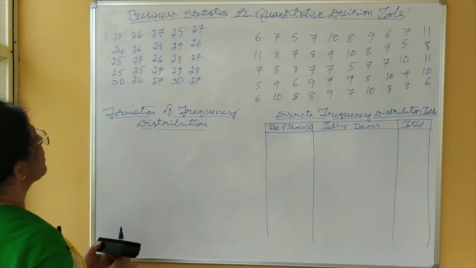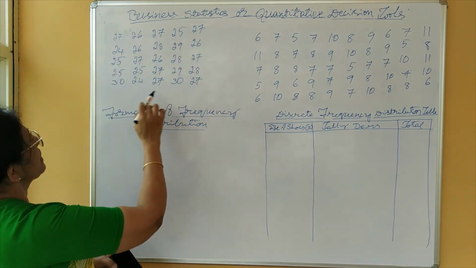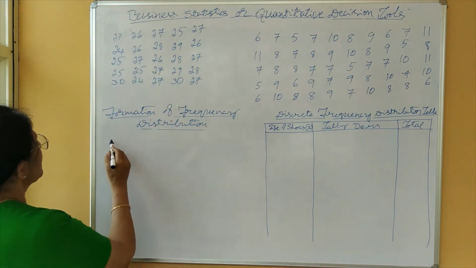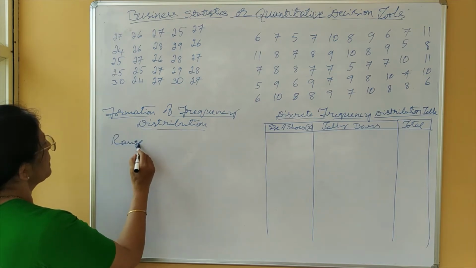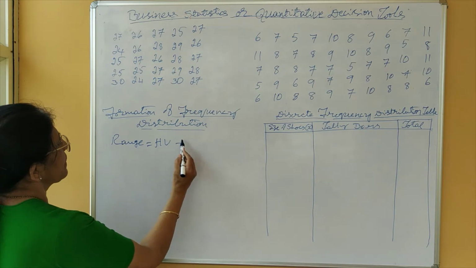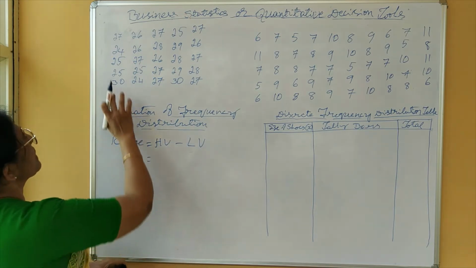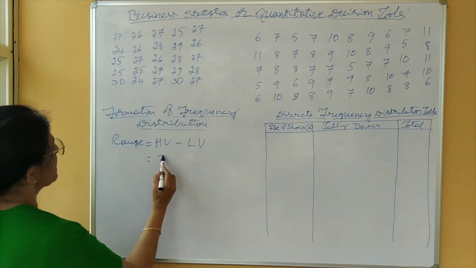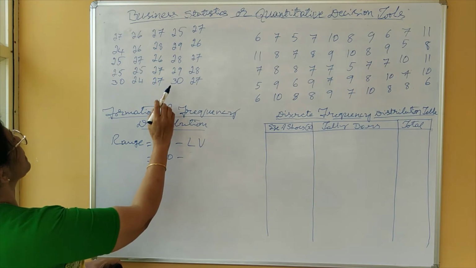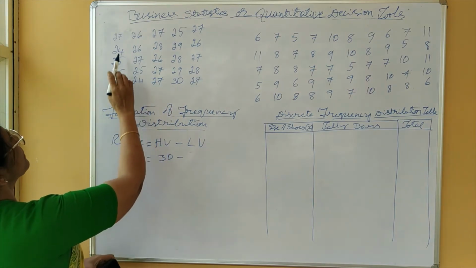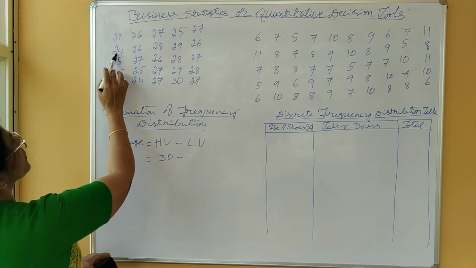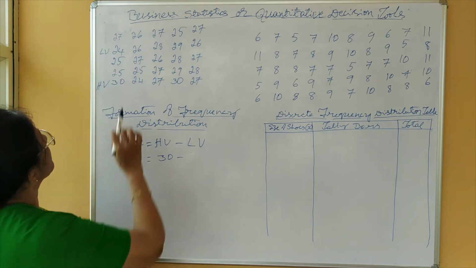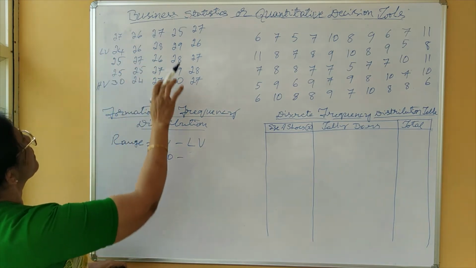Now, in this case, you may find among the given values which is the highest value. Range equals highest value minus lowest value. Among the given values, if you observe, highest value is 30, and lowest value I think it is 24, isn't it? It is the lowest value and it is the highest value. No value less than 24 here.